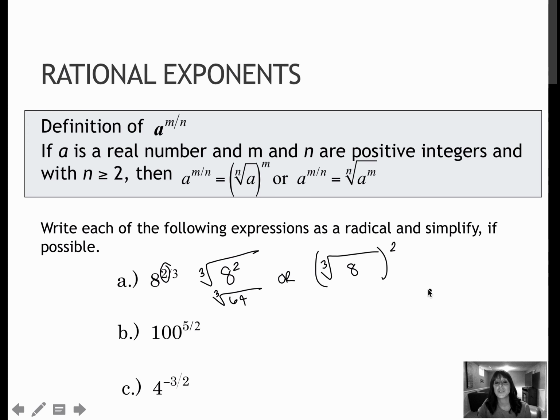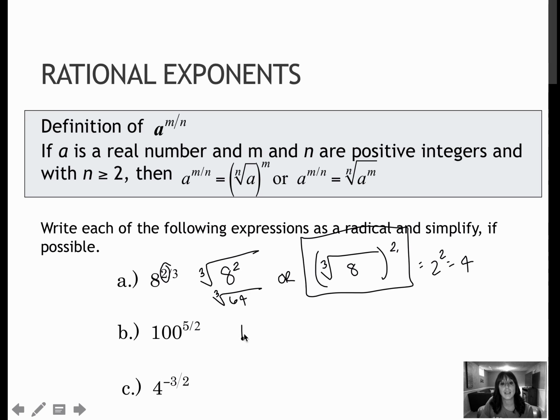Now, there's an easier way to do it between the two, and there's a harder way. This way tends to be easier. On this first way that I wrote it, I have to take the cubed root of a larger number. On this one, I'm taking the cubed root of 8, which I know off the top of my head is 2, and then of course 2 squared is 4. So this is the way that I prefer, is to find the root first and then take the exponent.